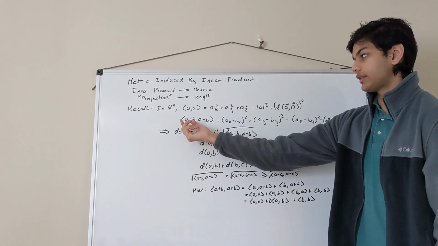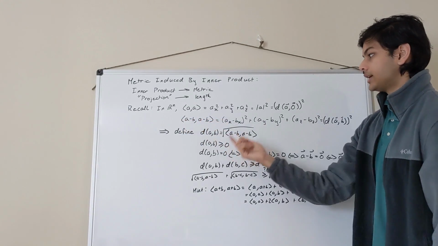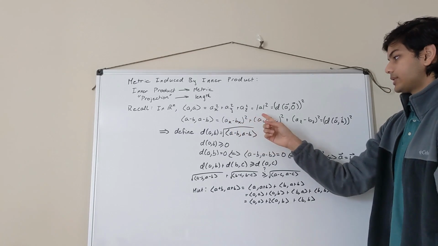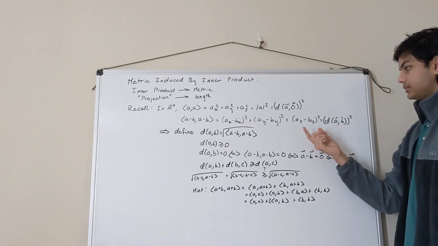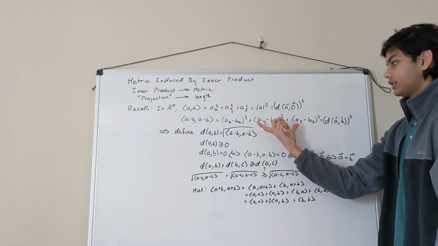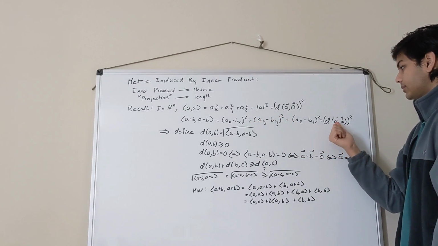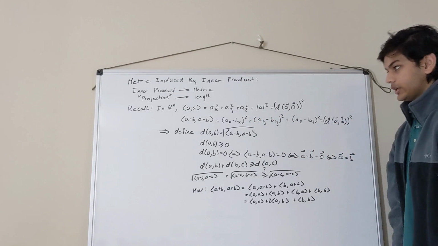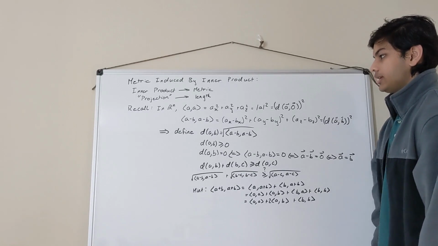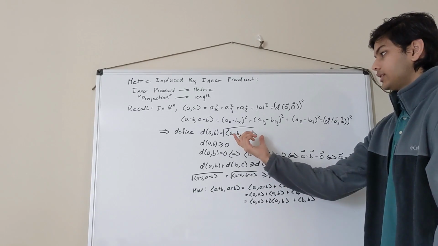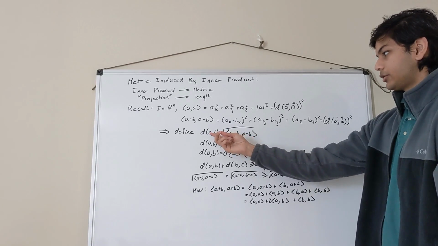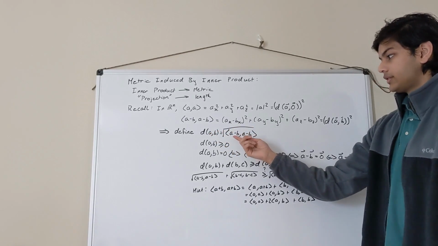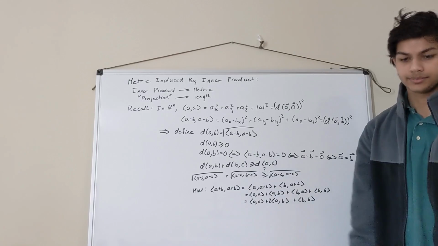And similarly, you can get the distance between a and b. If you take the inner product of a minus b with itself, then you get, for example, ax minus bx squared plus ay minus by squared plus az minus bz squared. And this is, by the Pythagorean theorem again, the distance between the a and b vectors squared. So then what that means is that if we have an inner product, then we can define a distance by saying the distance between two vectors a and b is the square root of the inner product of a minus b with itself.